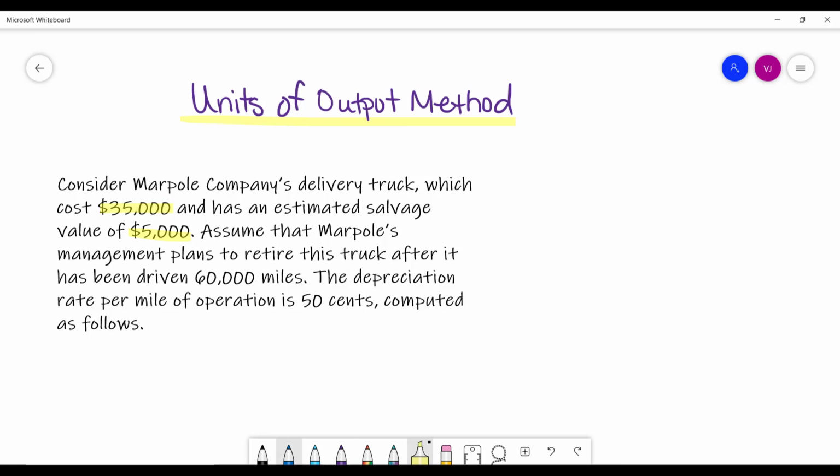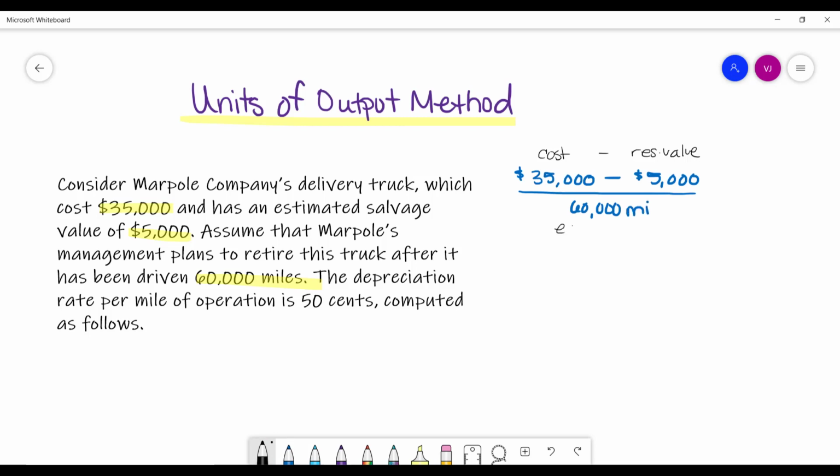To find the depreciation rate here under the units of output method, we start first with the initial cost of the asset minus the residual value. Here the residual value is $5,000. So we have cost minus residual value. Then we're going to divide that by the estimated units of output. In this case, their estimated units of output is 60,000 miles, so we're going to divide that by 60,000 miles down at the bottom.